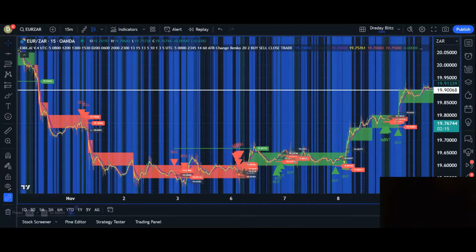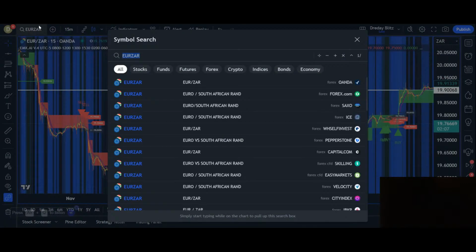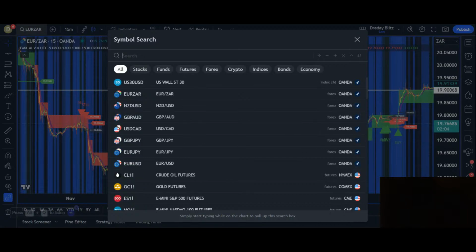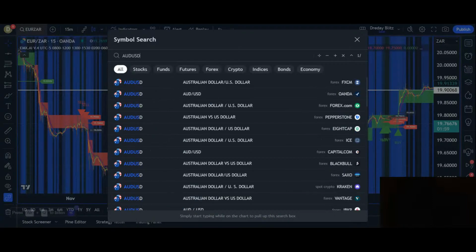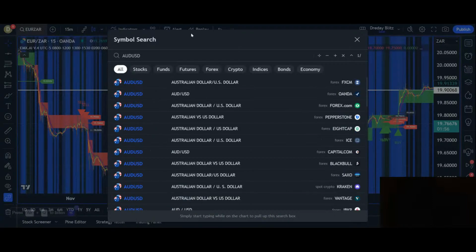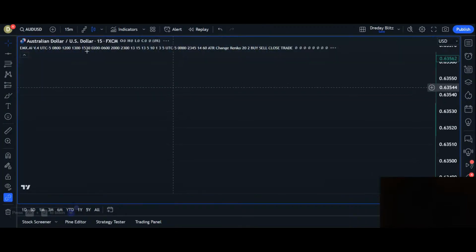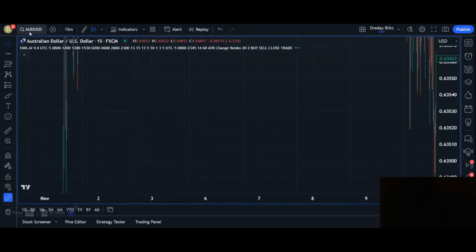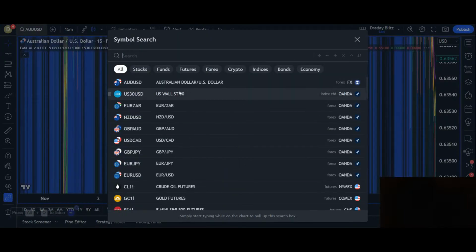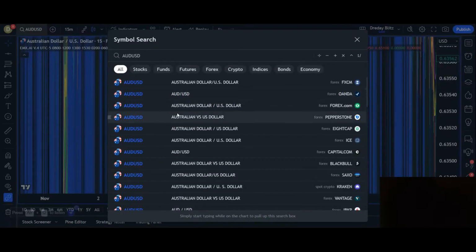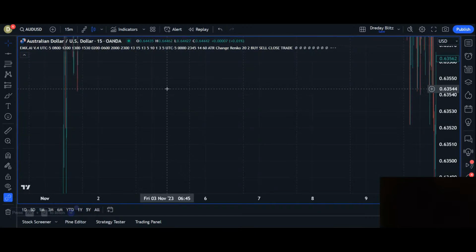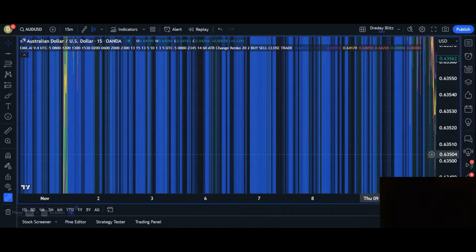So AUD/USD. Let me know exactly the settings that you have for your filter, the time filter. It may not be the same as mine because I'm using UTC -5. Whoops, I think I selected the wrong one. Let me double check. So AUD/USD. Always take the OANDA feed. Perfect.